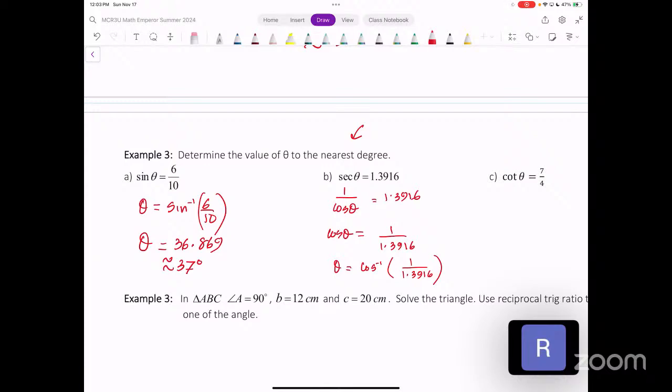Okay, can you just tell me what you just got? Sorry, you need a calculator for this. 44.061. Everyone agree with that? Yeah. So 44 degrees approximately, write it down, right?